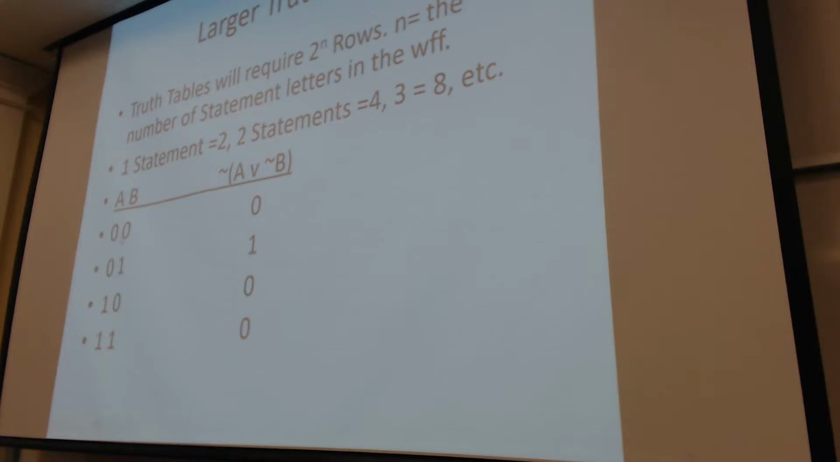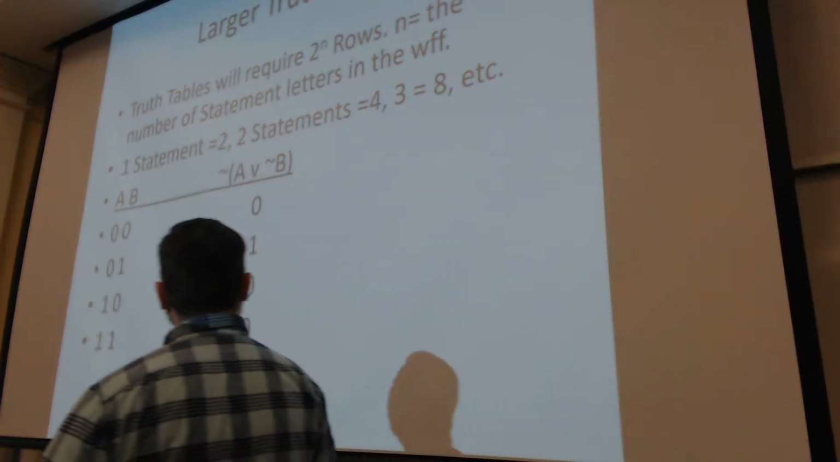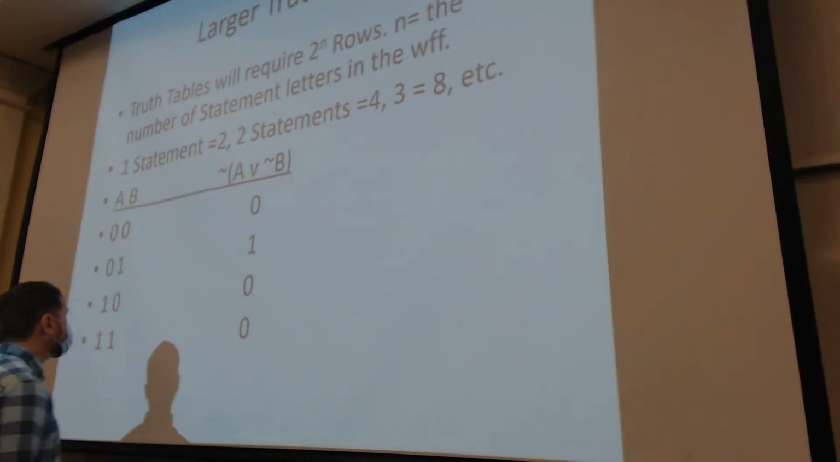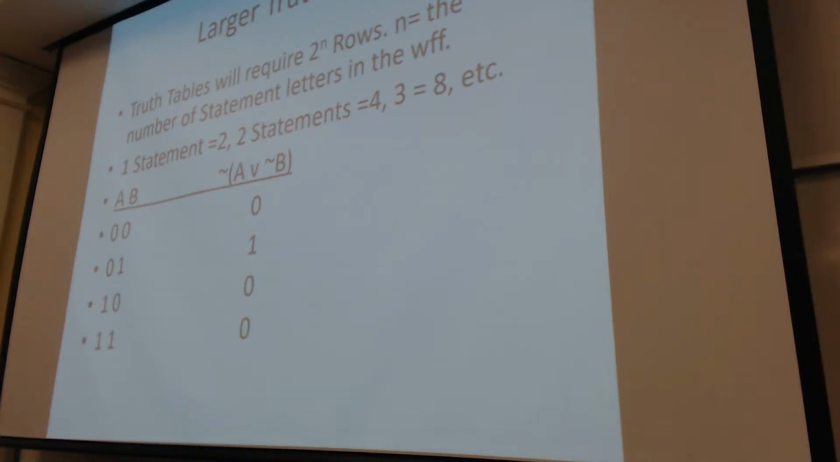Now, we set it up. We set up A and B so that we run through all 4 possible combinations of values. The situation where both are true, where both are false, and where one each is true and false. When you calculate it out, the only one of the 4 values where the statement as a whole is true is valuation number 2, where A is false and B is true.